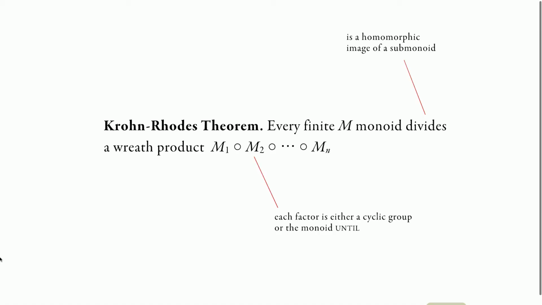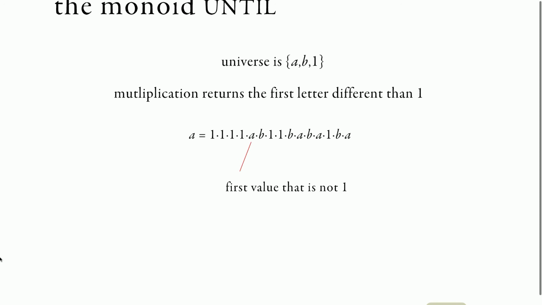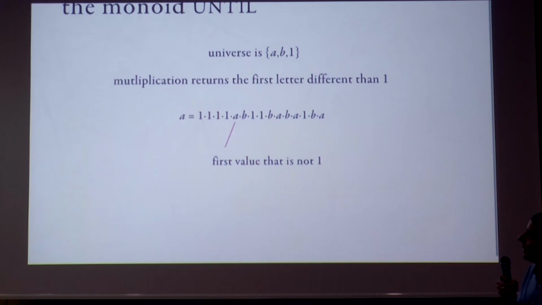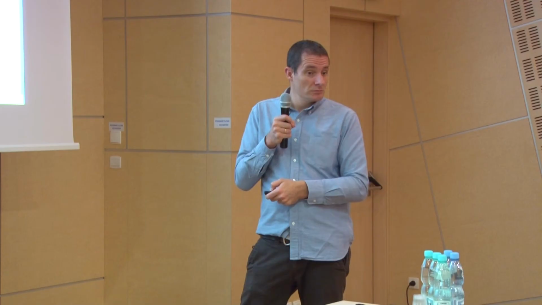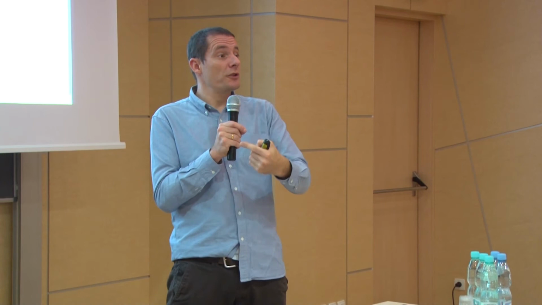So I don't remember if I have it on my slides. Oh, I do. So what's the monoid until? It's a monoid which has three elements, A, B, and the identity. And the multiplication operation works as follows. If you want to multiply all these elements, what you do is you ignore the ones, as you're supposed to do, and then you come across the first one which is not one, and then you output it. Okay, so if it's a one, then it's ignored, and otherwise you give the first element. It's a monoid. I think if you're familiar with until, you can see the correspondence.